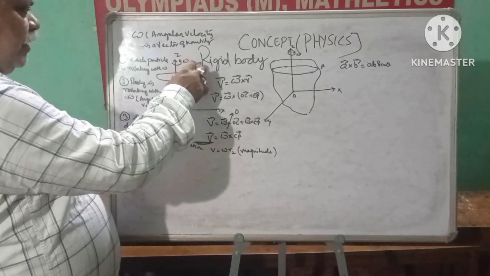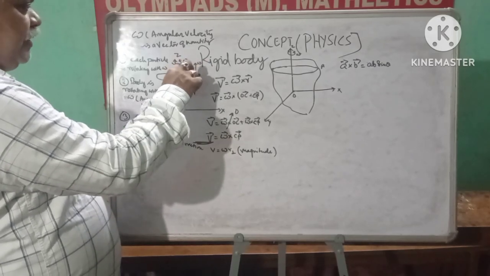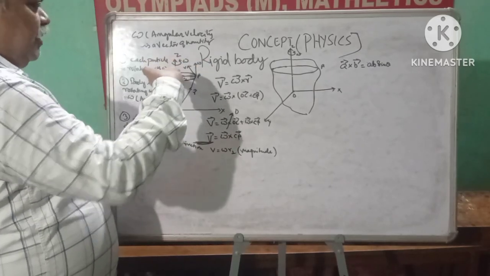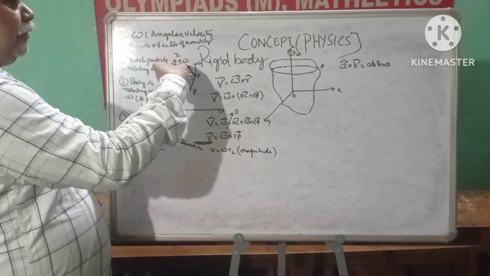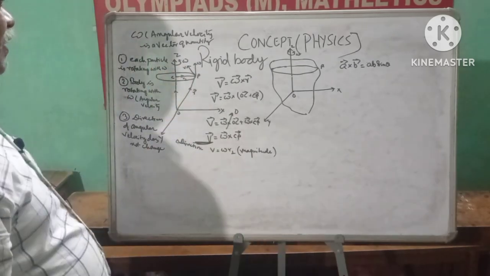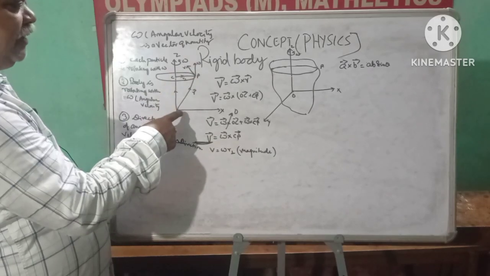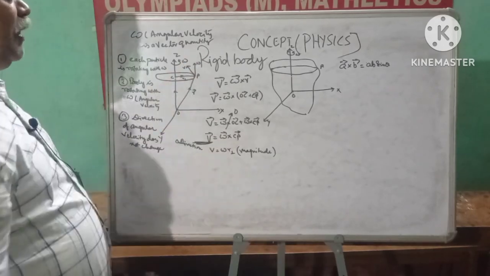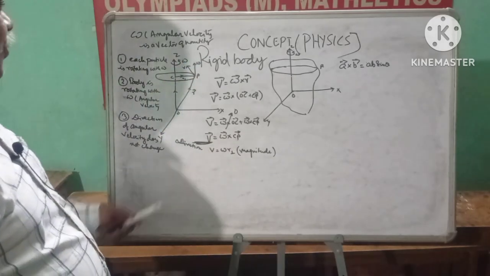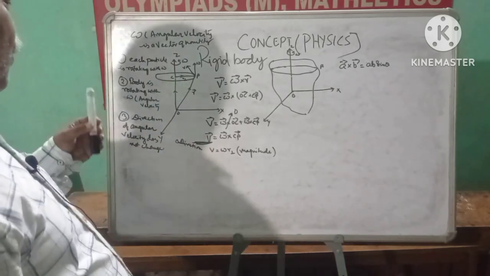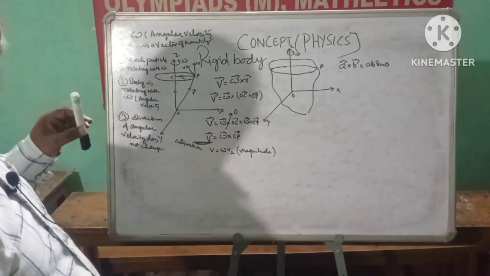This is the screw rule. That means you are tightening the screw, so its direction will be into the plane of the paper, and V must be perpendicular to the plane containing omega and r. It must be perpendicular to the plane containing omega and r. So there are 4 concepts. What is the concept?